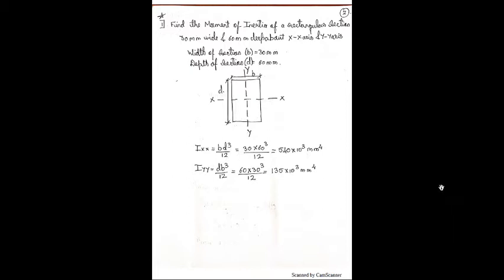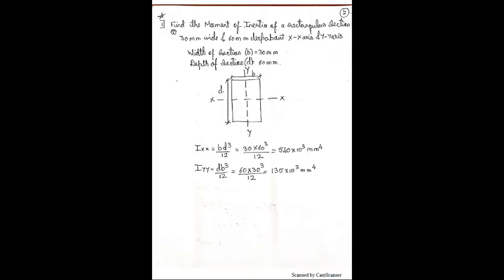We have already seen how to find the moment of inertia for the standard sections. A chart is already given for the standard sections like rectangular, square, triangle, circle, semicircle, etc. Today we shall find the moment of inertia and solve a few simple numericals.